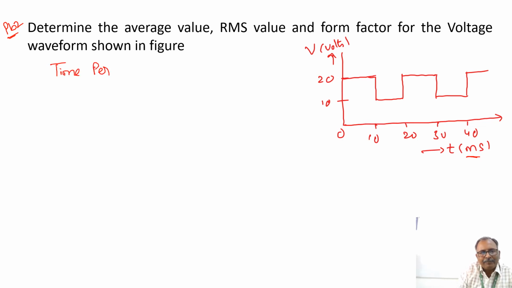Now let's see what is the time period. If you observe the waveform, this waveform is repeating every 20 milliseconds. From 0 to 10 milliseconds, the magnitude is 20 volts. From 10 to 20 milliseconds, the magnitude is 10 volts. Next, from 20 to 30, it is 20 volts, and 30 to 40 is 10 volts, similar to the first cycle. Therefore, the waveform is repeating every 20 milliseconds. So the time period is 20 milliseconds. Now we need to find out the average value.